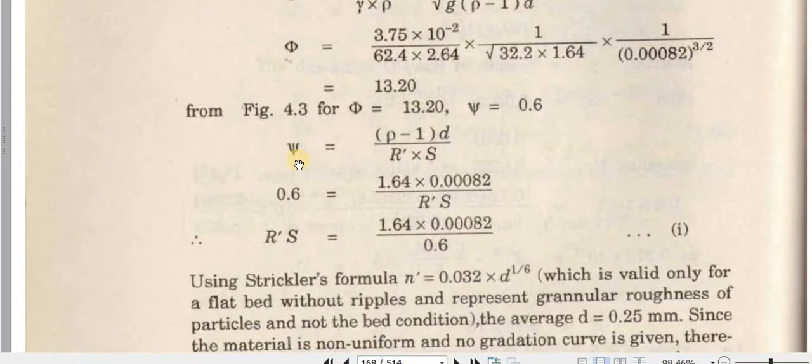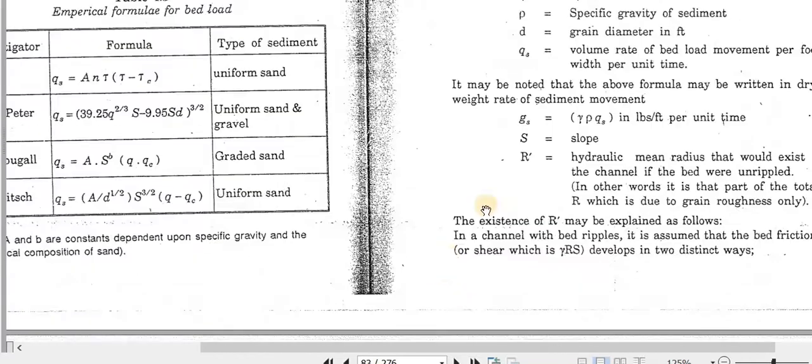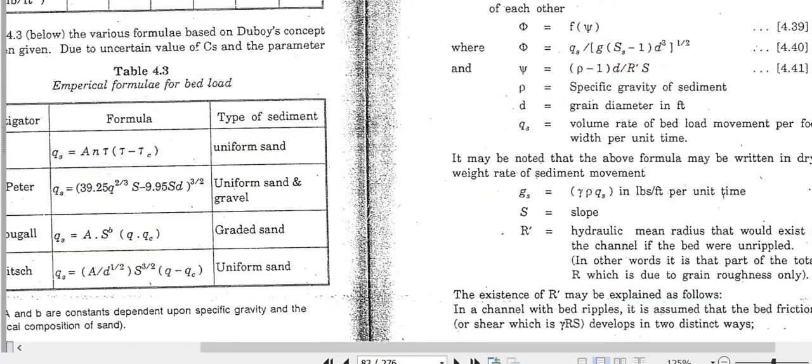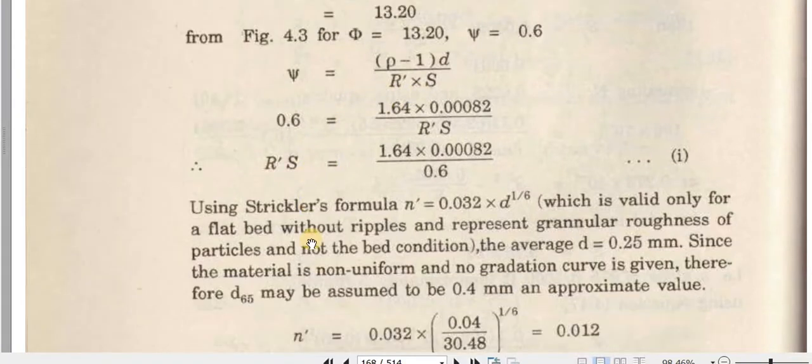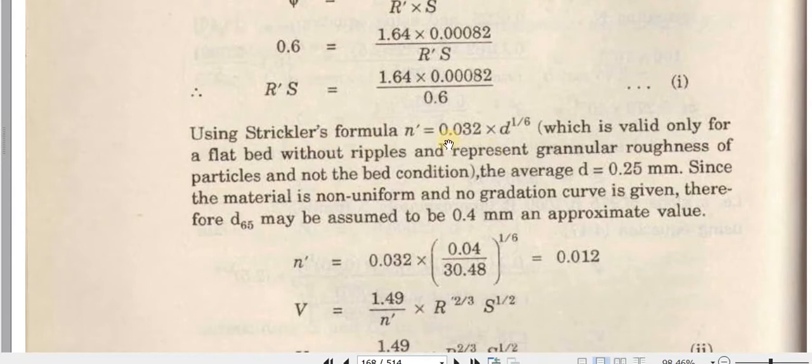Then you have to use this function. This equation is here, equation 4.41, and you have to enter all the values, and you will find R dash into S. Then using this triangular equation, n dash is equal to this, which is valid only for flat bed without ripples and represents granular roughness. So D is 0.25, and you have to calculate n. It is in millimeter, but here you have to enter D65. So this is D65.